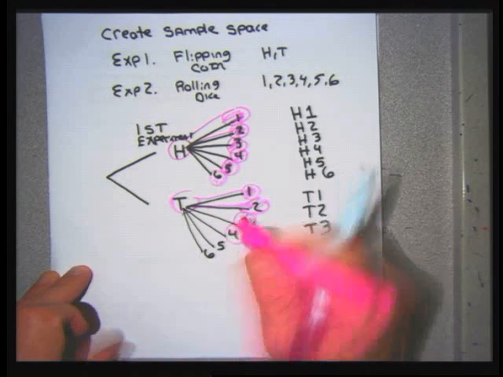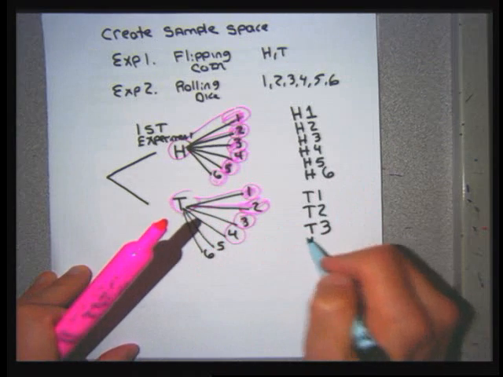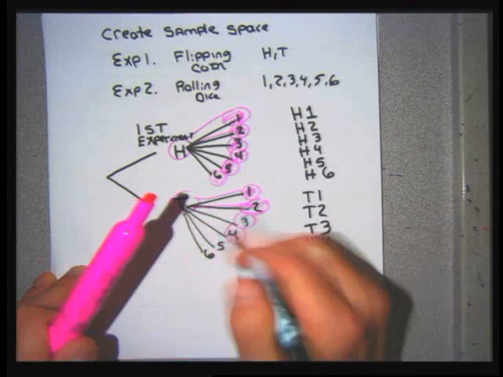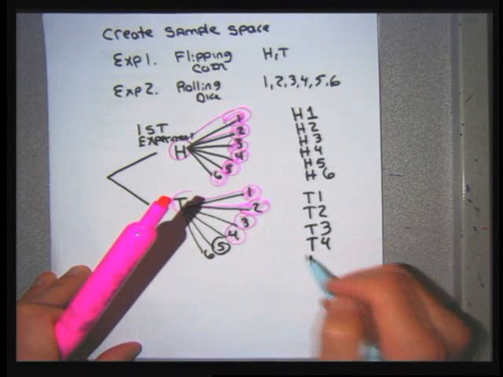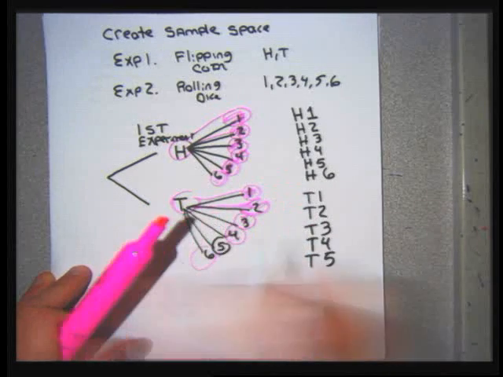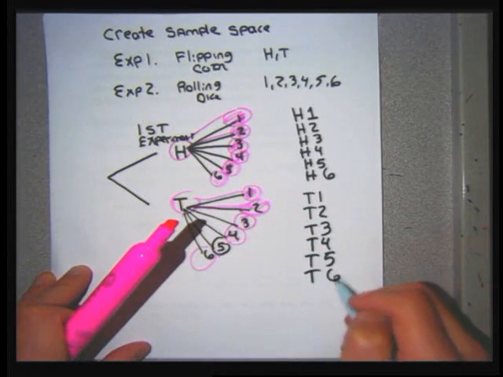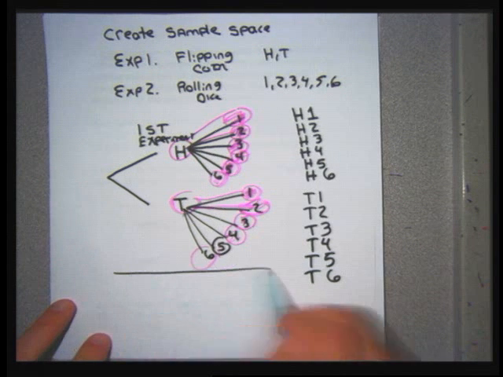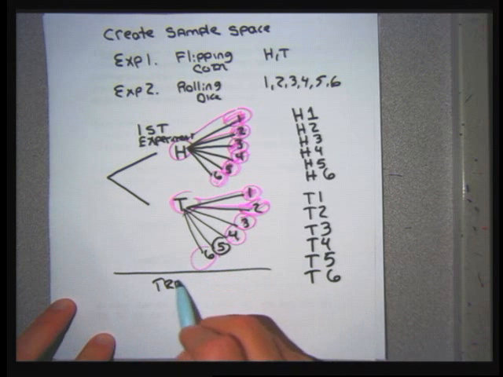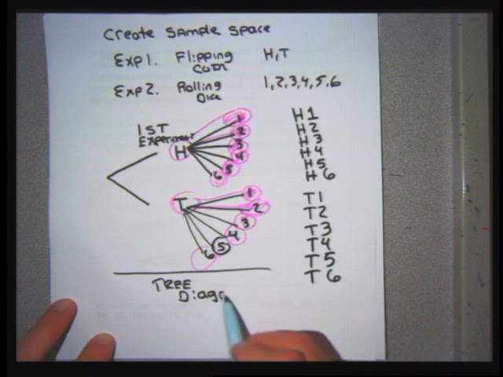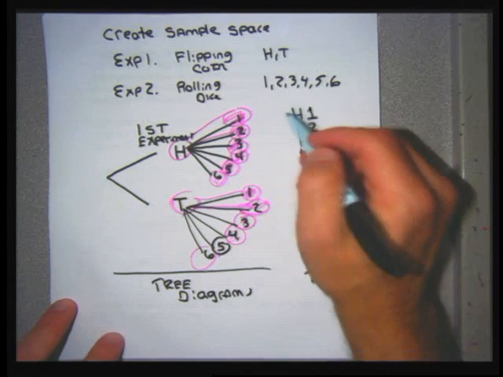Then to get to this 4, it's a tail when you flip the coin, a 4 when you roll the dice. To get to that 5, a tail when I flip the coin, a 5 when I roll the dice. And to get to that 6, a tail when I flip the coin, and a 6 when I roll the dice. This is the entire sample space using a tree diagram. So this right here is called a tree diagram. And I used tree diagrams to create sample space.